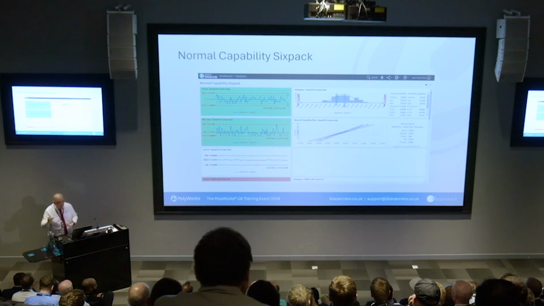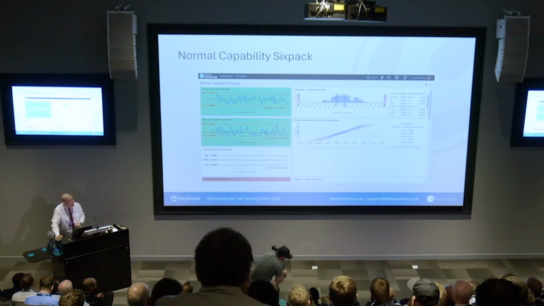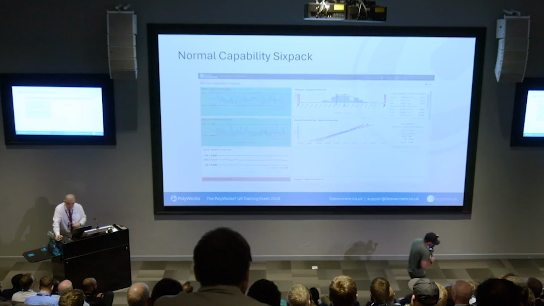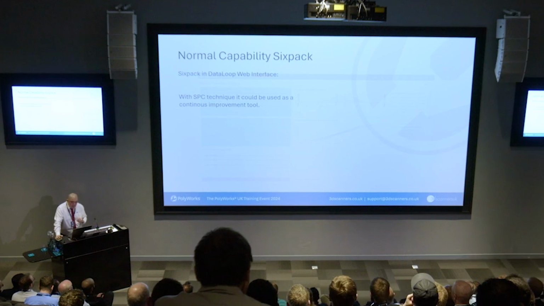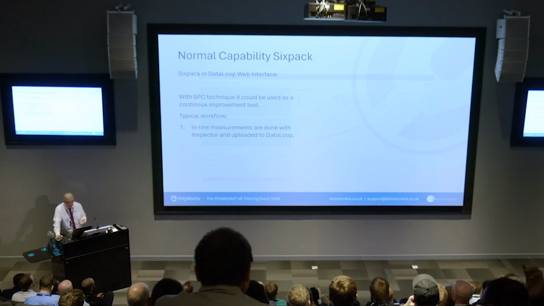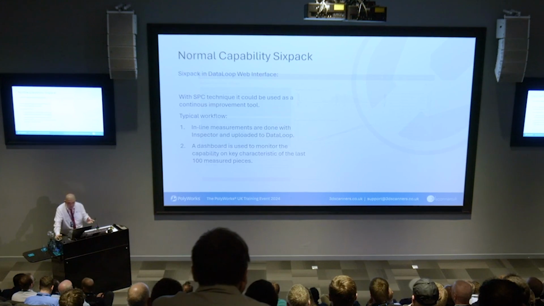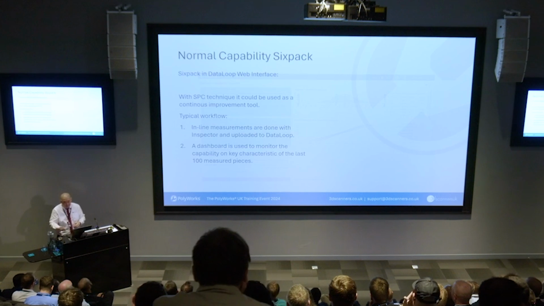However, I'm led to believe there is a way of configuring that to show a full six-pack if you wanted to. This method is used more for continuous improvement, where the typical workflow would include inline measurements done within the Inspector and then uploaded to DataLoop. Then this dashboard will be created to monitor the capability of the key characteristics, say of the last 100 pieces, for example.